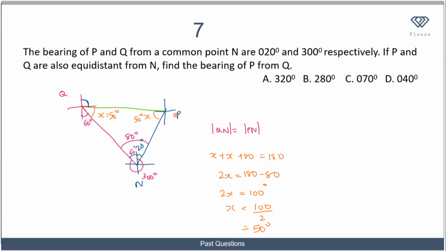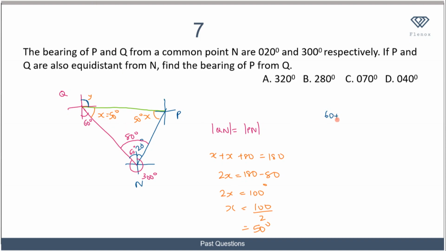So the question asked me to calculate the bearing of P from N, which I've identified at this angle, and let me call that angle Y. Now I know that the sum of angles on a straight line is 180. So the sum of this angle here plus x plus y must be equal to 180 degrees.